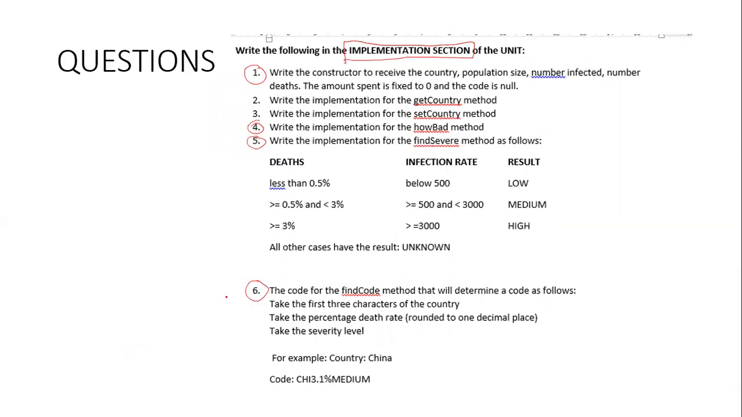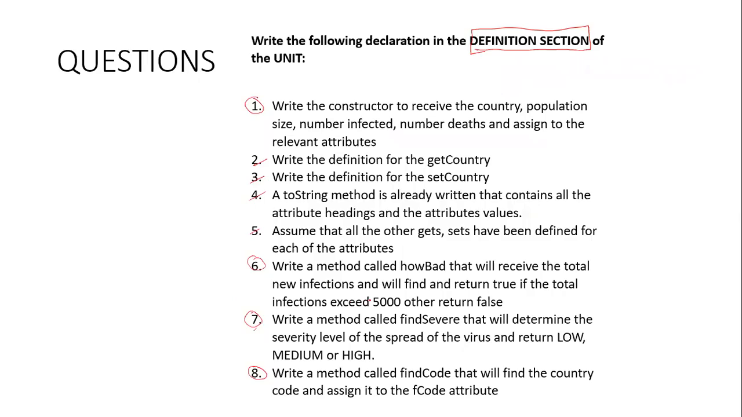So we've now done the fcode, right? The code for the fcode method will be determined as those three steps, and they give you an example. And if you go back and look for the fcode here, it said write a method called fcode that will find the country code and assign it to the fcode attribute.